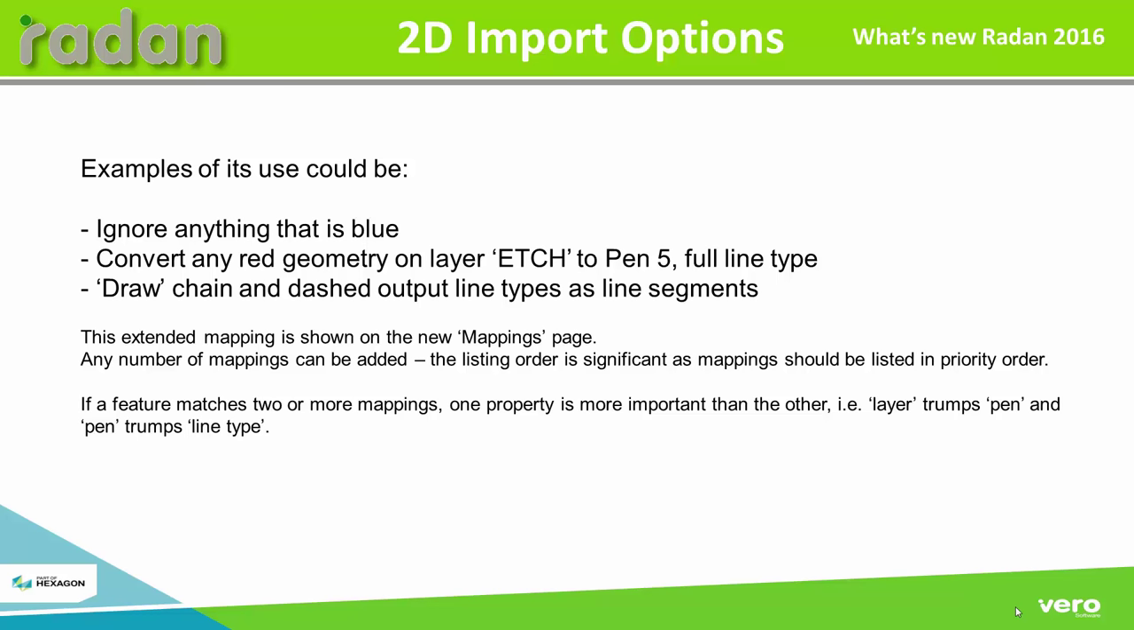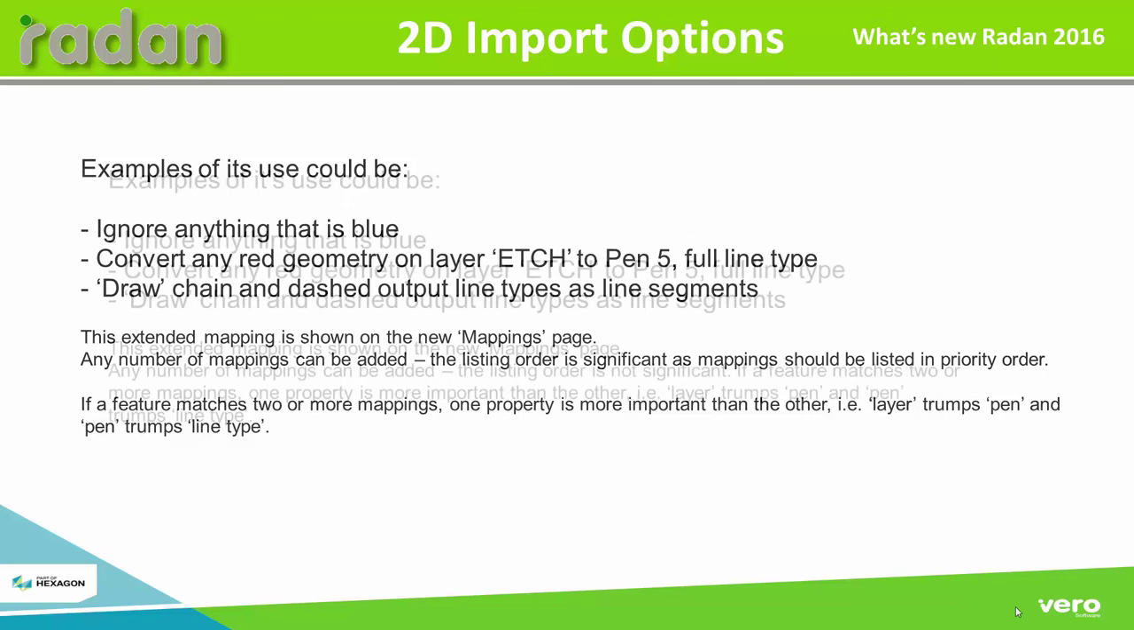Any number of mappings can be added. The listing order is significant, as mappings should be listed in priority order. If a feature matches two or more mappings, one property is more important than the other, i.e. layer trumps pen and pen trumps line type.